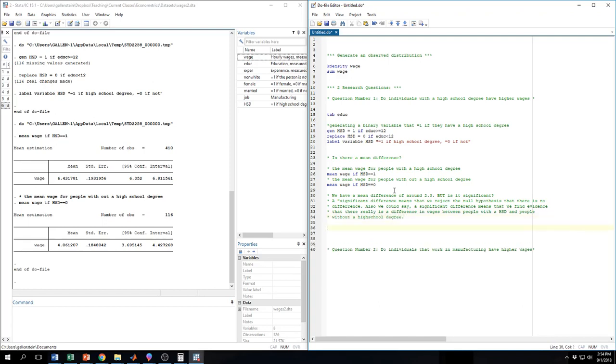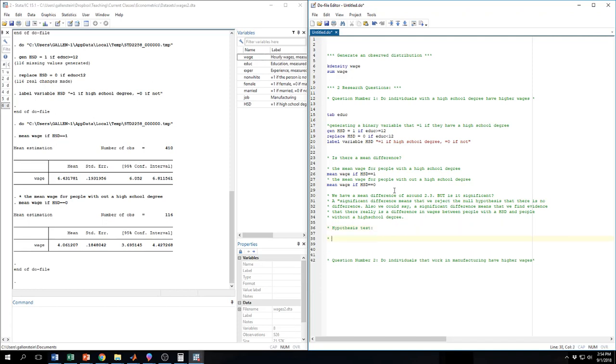All right. So to do this, we need to do a hypothesis test. I'm typing this out just so that you have some extra notes. I like to have notes in my do files so I keep track of what I'm doing. Sometimes I have do files that have more notes than code. All right, so hypothesis test.